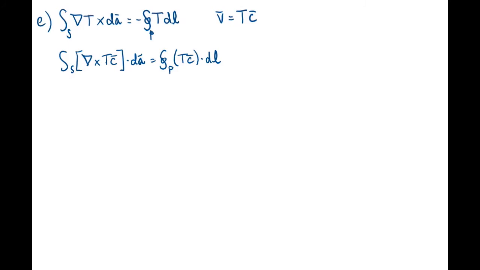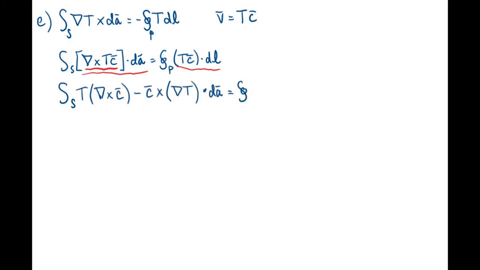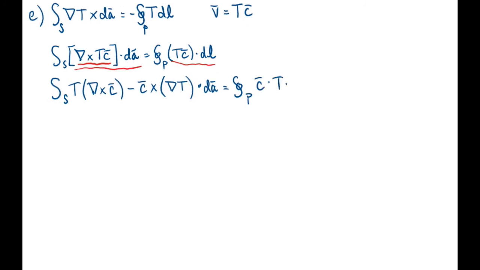Substituting gives us that the curl of our vector dotted with the area over a surface is equal to the integral of our vector around a closed path bounding that surface. We'll expand this product here and also this product here. First, we'll expand this product, which gives us that, and that's going to be equal to the integral around a path of c dot t dl.